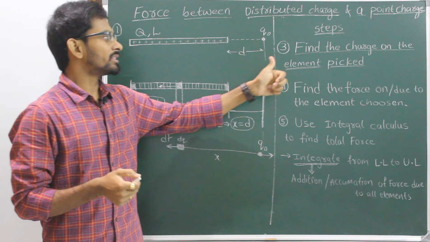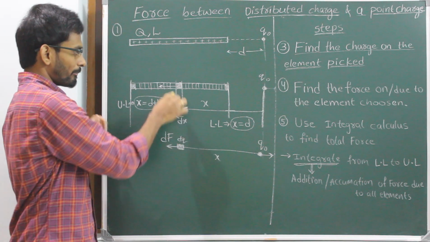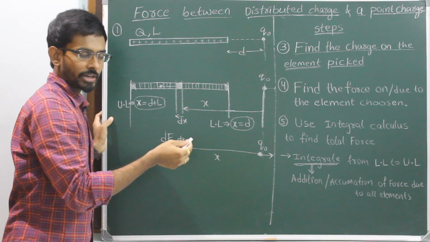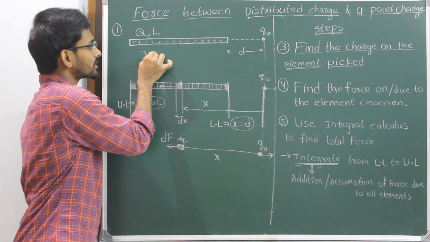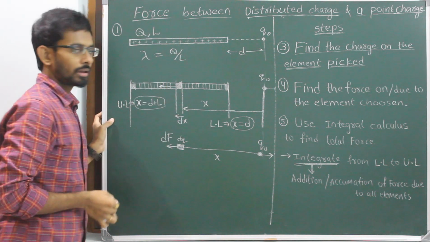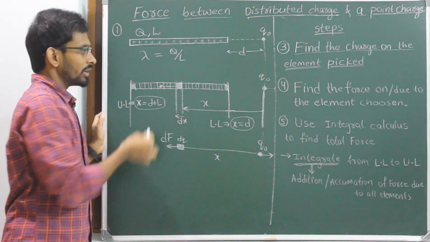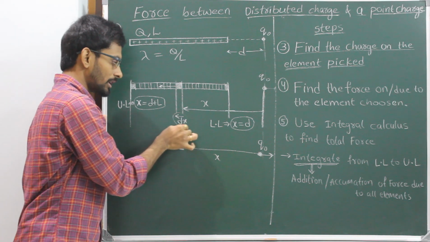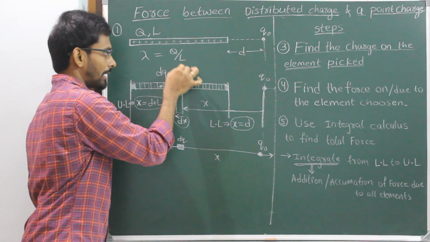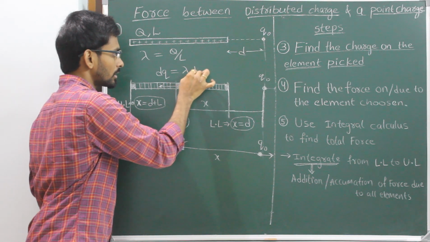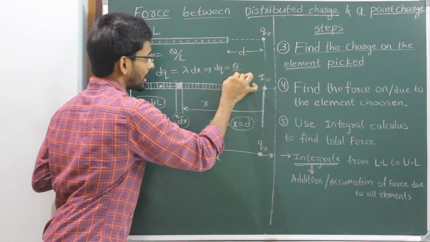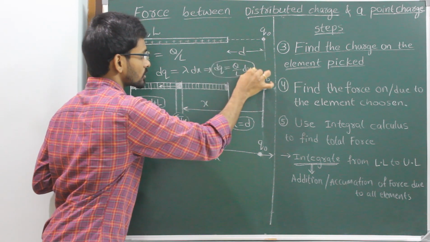Now we will find the charge on the element picked. So we have picked this element, so we have to find charge on it. So we know the charge on this rod is uniformly distributed. In case of uniform distribution, we already discussed that linear charge density will be charge per unit length, that is q by l. Now once we have linear charge density, we can find charge on this element. Length of this element is dx, so charge on this element dq will be lambda into dx. So from this you will get dq as q by l into dx. So this is the charge on the element.